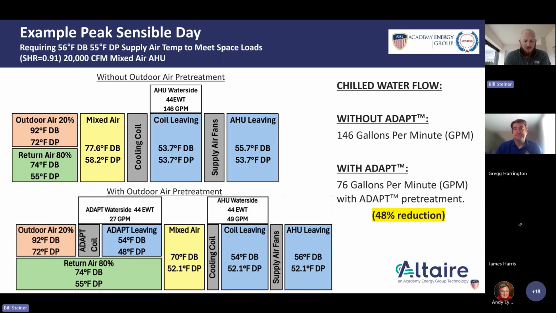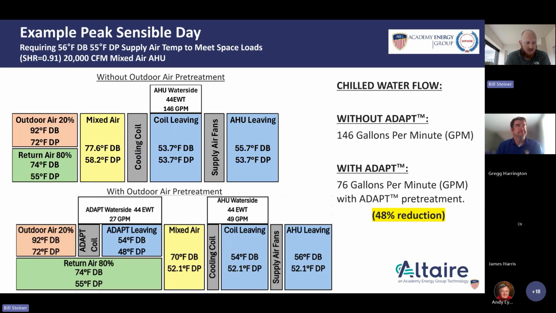So let's look at some example data comparing decoupling and its efficiency. This is a peak sensible day. Our criteria here is we want a 56-degree supplier temperature with a 55-degree dew point.